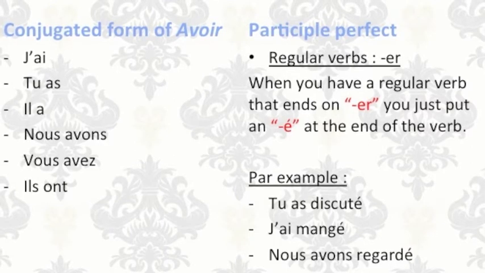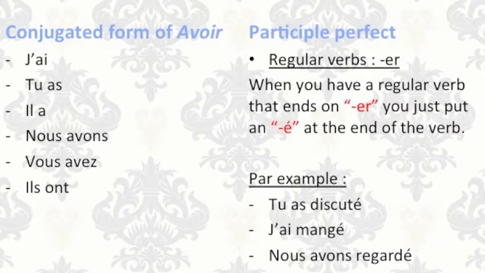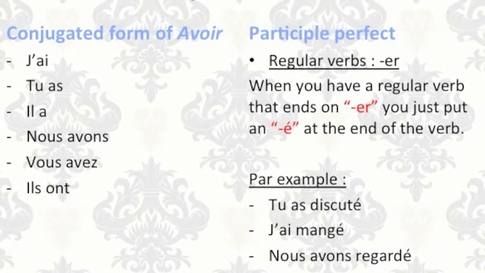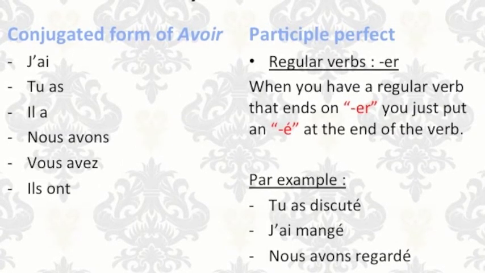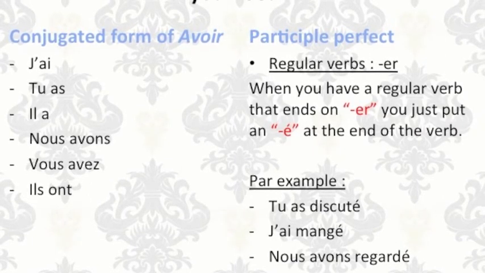How to build the passé composé? First, you need a conjugated form of avoir. They are j'ai, tu as, il a, nous avons, vous avez, et ils ont. Then you need a past participle.